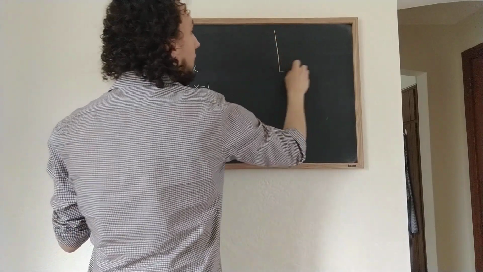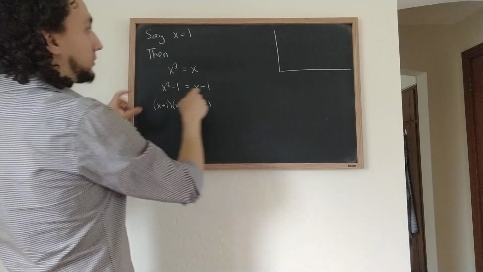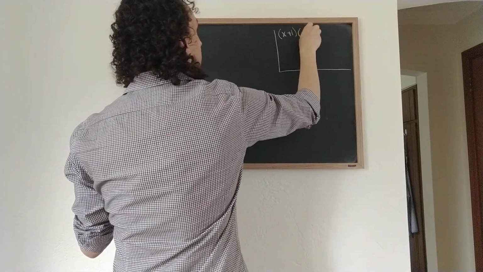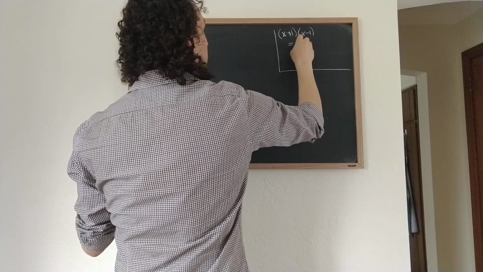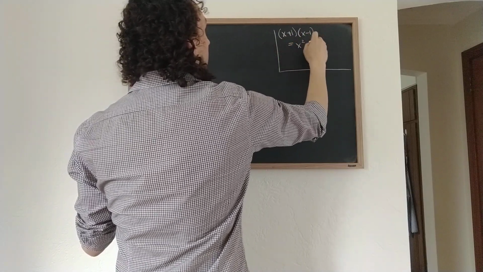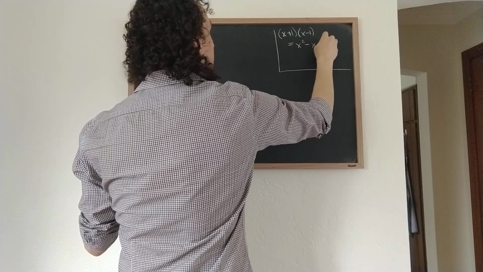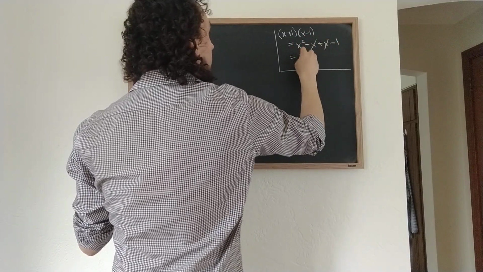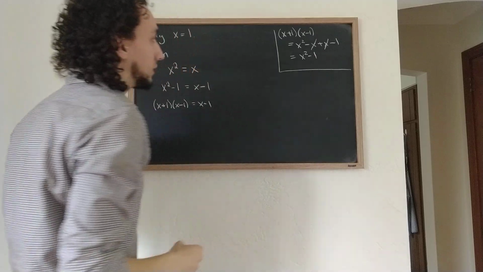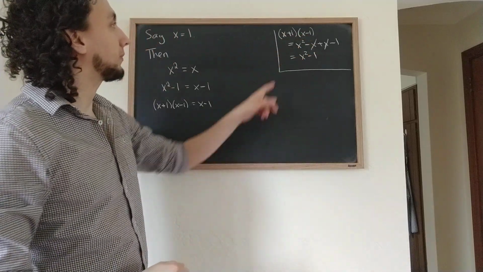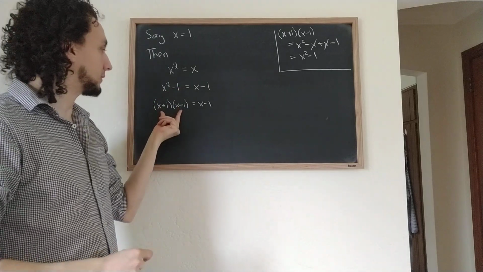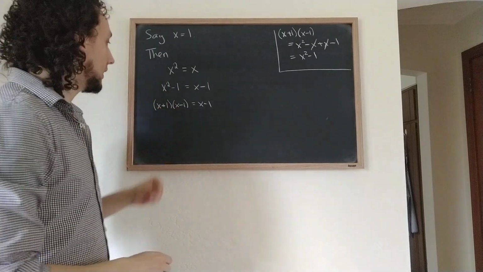On the side, I'm going to show you that this is equal to this just by multiplying it out. x plus 1 times x minus 1 is equal to x squared minus x plus x minus 1, and these cancel, so I get x squared minus 1. So this actually works in general, but in particular here, we have x squared minus 1 is the same as x plus 1 times x minus 1.